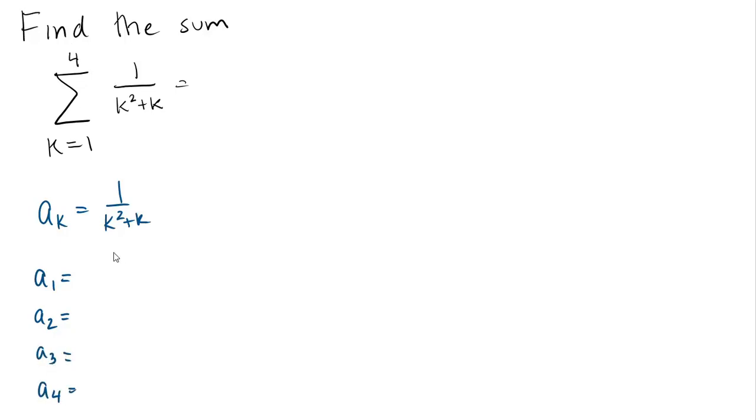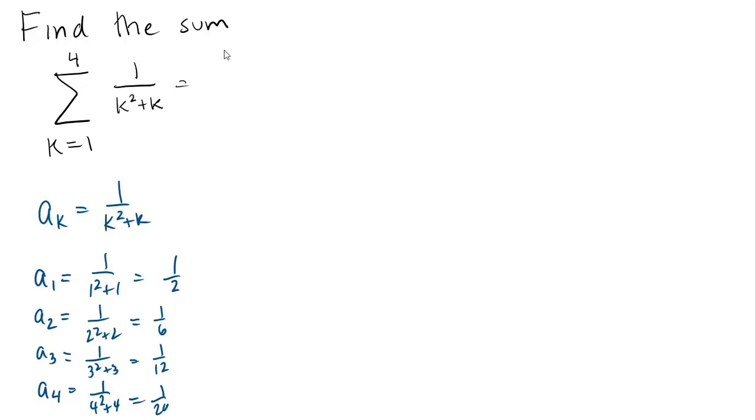sequence. The first term would be 1 over 1 squared plus 1, which is 1/2. The second term would be 1 over 2 squared plus 2, which is 1/6. The third term would be 1 over 3 squared plus 3, which is 1/12. And the fourth term would be 1 over 4 squared plus 4, which is 1/20. This notation is telling us to add those 4 terms together. 1/2 plus 1/6 plus 1/12 plus 1/20.